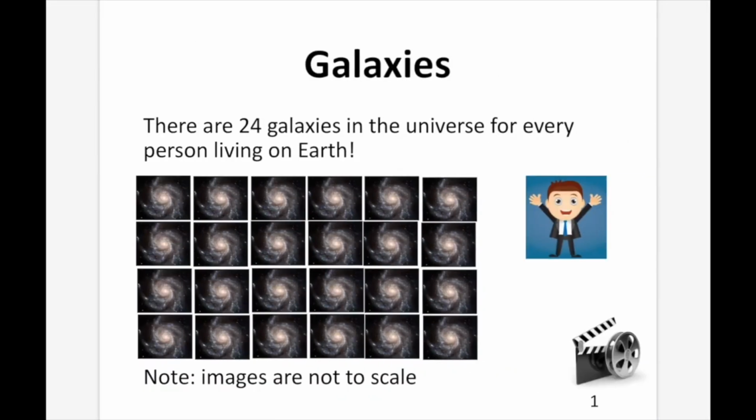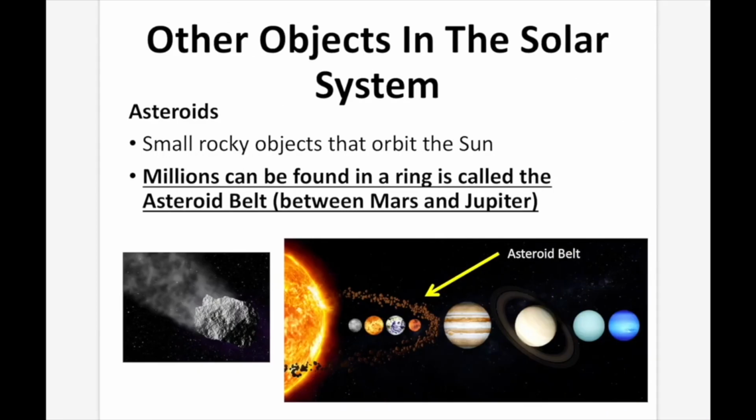Now, how many galaxies are there? Well, there are about 24 galaxies in the universe for every person living on Earth. So keep in mind, this is not to scale. And if you keep in mind the size of galaxies, it gets to be pretty mind-boggling how immense the universe is.